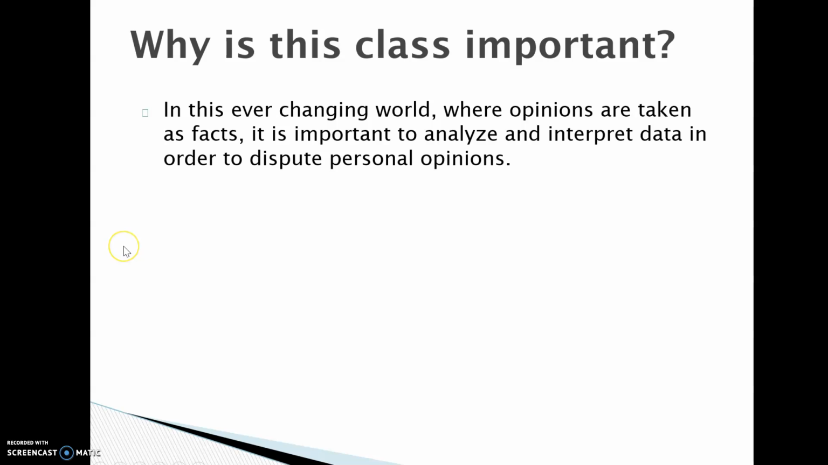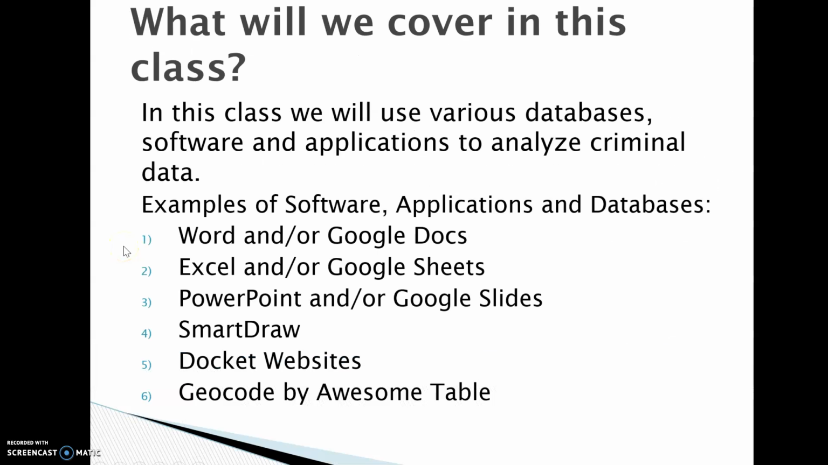So what will we cover in this class? In this class, we'll use a variety of databases, software, and applications to analyze criminal data. Remember, the main objective of you taking this course is for you to take a computer class or a technology class that is related to your major. So a lot of the content that we're going to use is related to criminal justice, but you'll be learning about criminal justice through hands-on technology use.